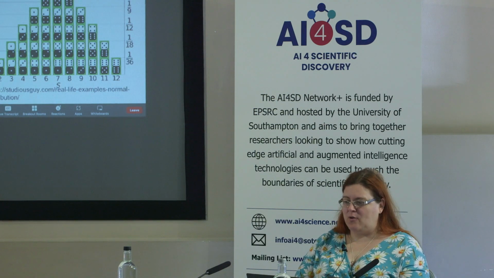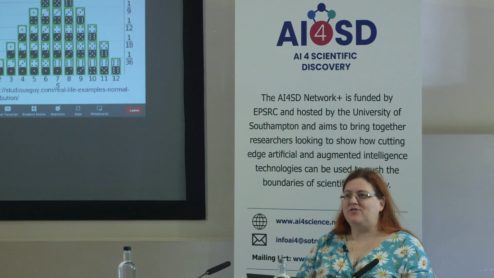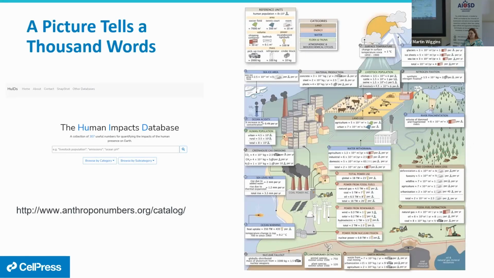But yeah, you've heard that a picture tells 1,000 words. Some pictures tell far more than that. So this is the Human Impacts Database, and the web link is given there. It is a collection of useful numbers for quantifying the impacts of the human presence on Earth. So basically, you go to the website, and you can type in livestock population or emissions or ocean pH or whatever, and it will pull up data which is fully referenced and described, and so you can find out all sorts of interesting numbers, right?